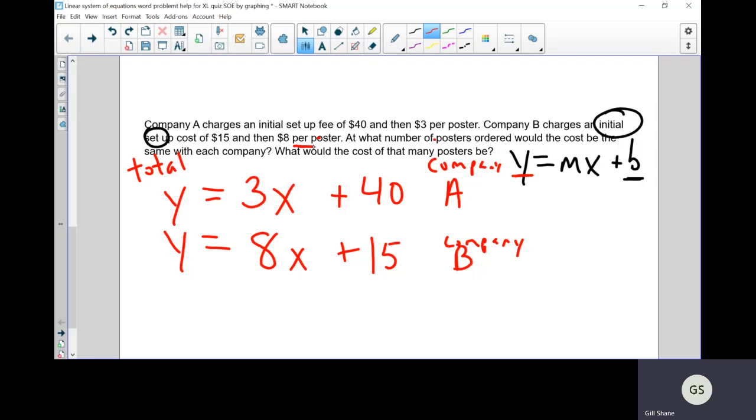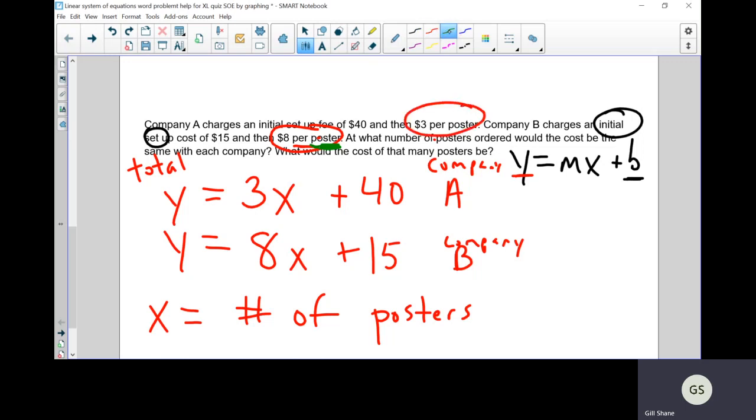My variable X in this case is going to be the number of posters. And the way I know that is from this statement right here. If it's $8 per poster, the last word in that statement is what X is going to stand for, the number of posters. Same way up here. The last word in that statement is what X stands for.